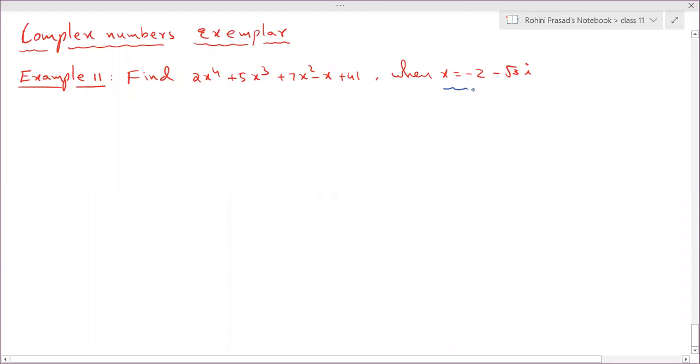So when they're given x is equal to -2 minus root 3i, the question asks to find the value of this. You can always substitute x in this and then simplify. But instead of that, if you could eliminate i from this expression, that means you write x plus 2 equal to minus root 3i, and then square on both sides.